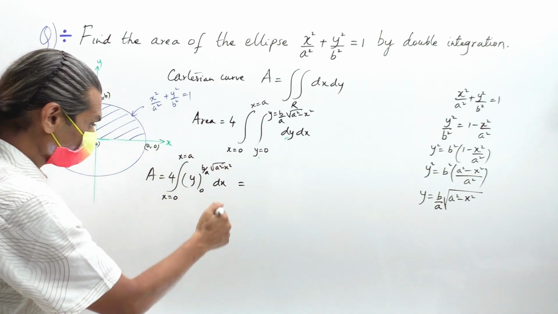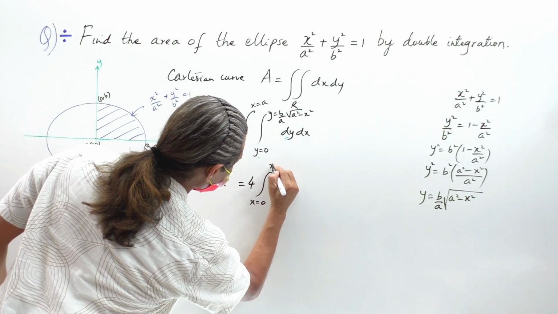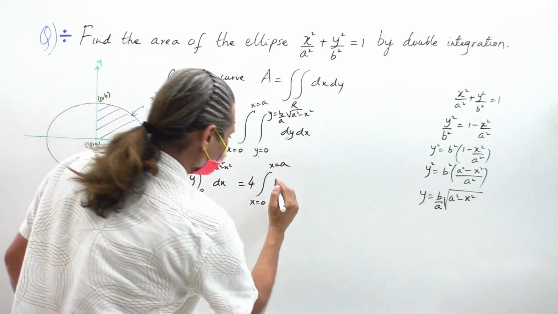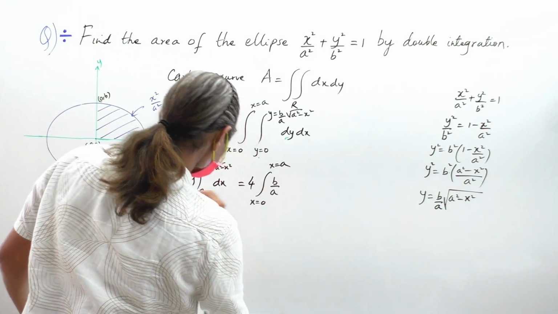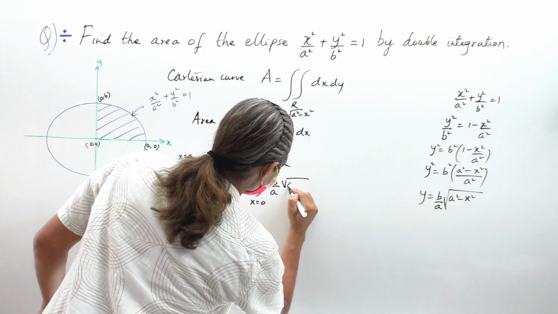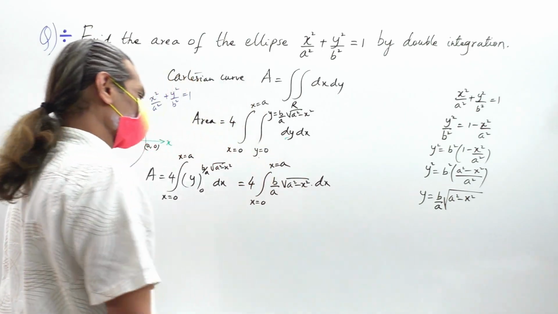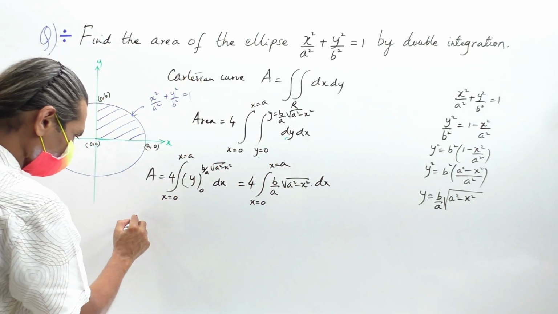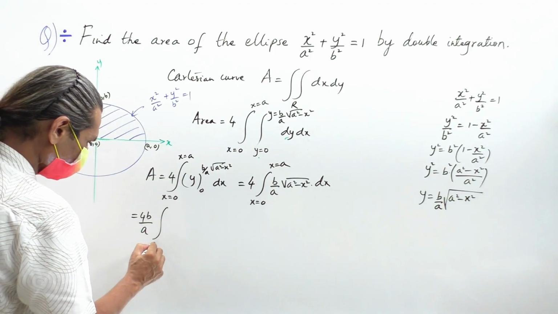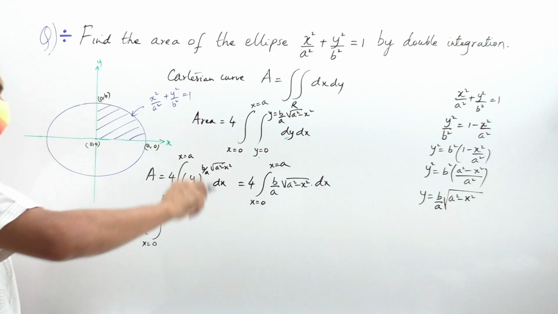Now this will be 4 times the integral from x equals 0 to x equals a. So in place of y, put the top limit minus 0 as it is. So this will be b over a root of a square minus x square dx. That's it. Now take this outside. So this will be 4 b over a, integration from x equals 0 to x equals a.